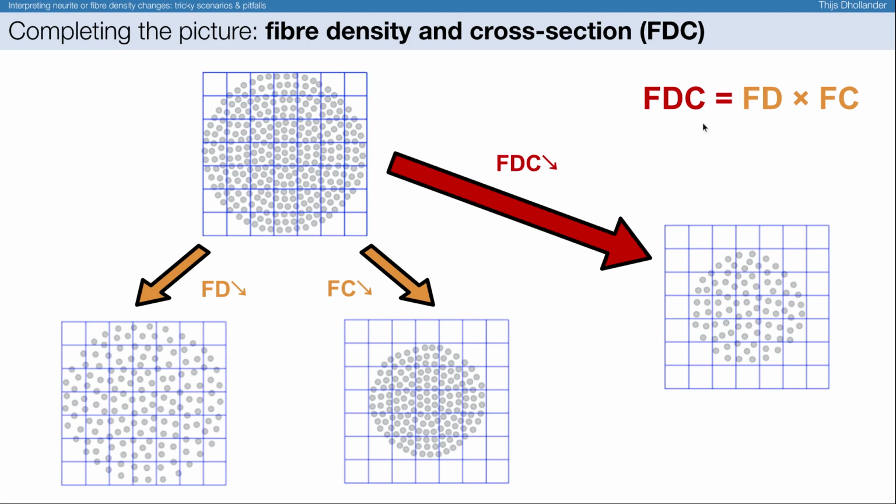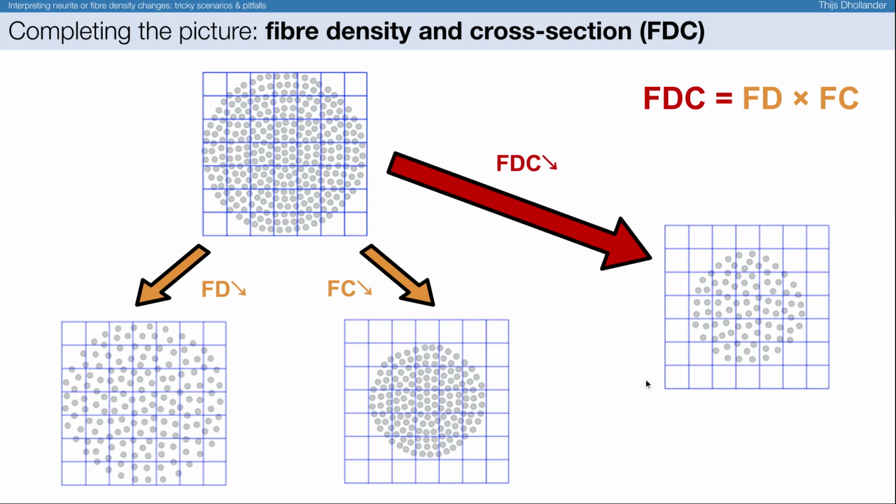So the FDC is in many ways more sensitive because it picks up more in all these three scenarios, but it is, on the other hand, less specific. And therefore you need to look at the FD and the FC separately. Okay, that is the whole setting. FD, FC, and then there's also FDC.